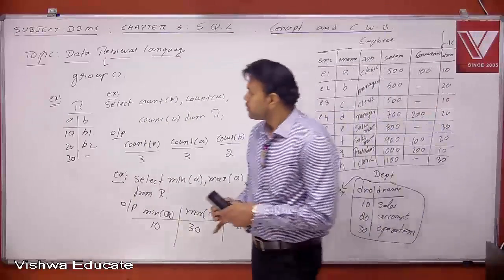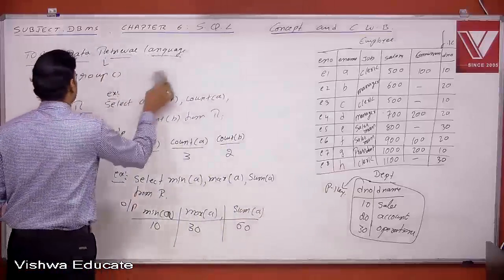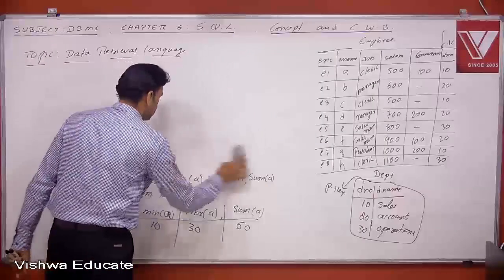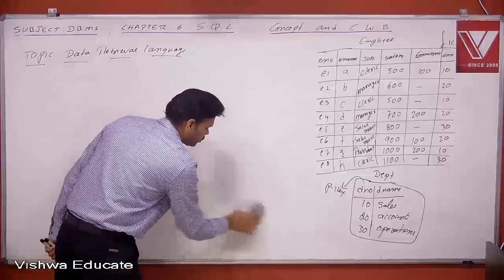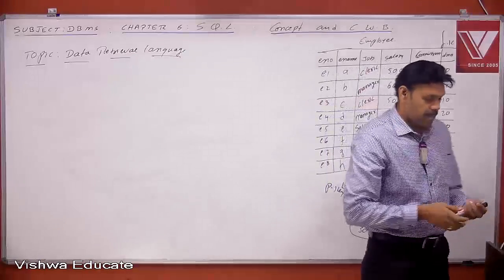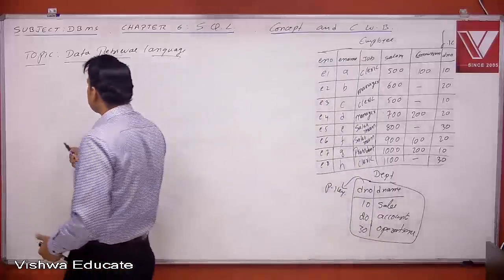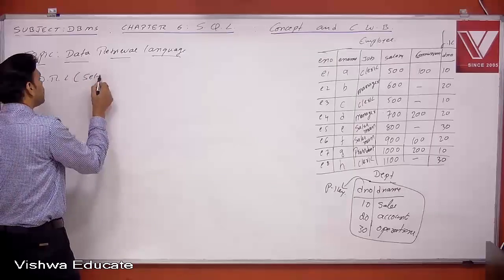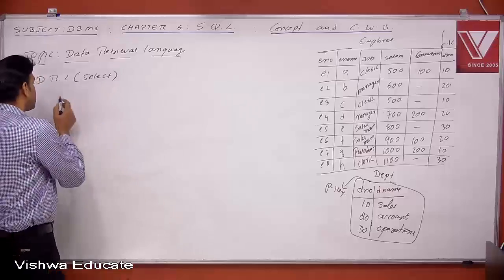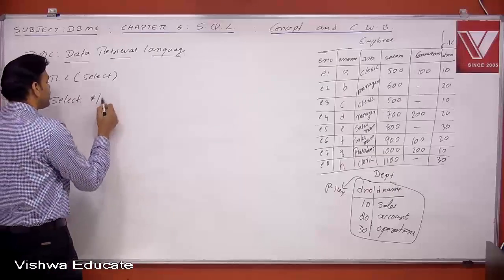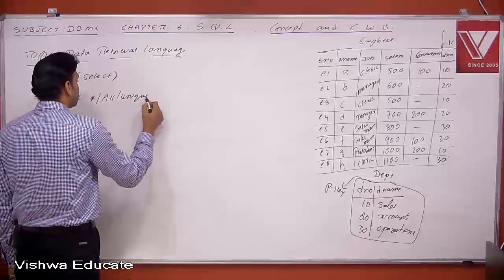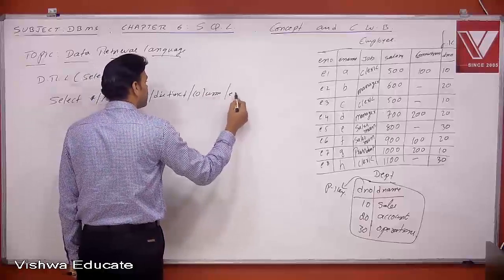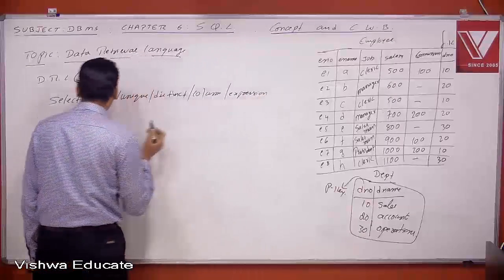Now observe, friends, we are able to do select. Data retrieval language means the very famous command that is called what? DRL. DRL is nothing but which command? Select only. So what is the syntax of select? Select star, all, unique, distinct, column, expression. Anything can be used.